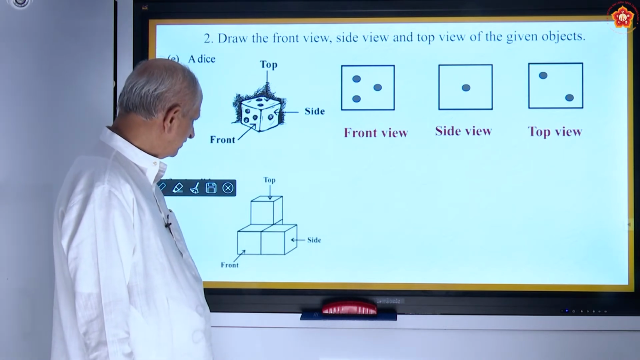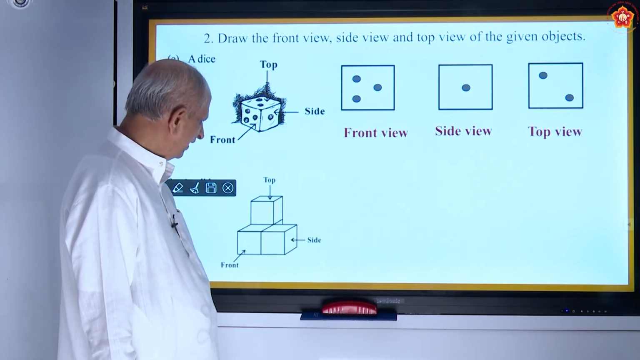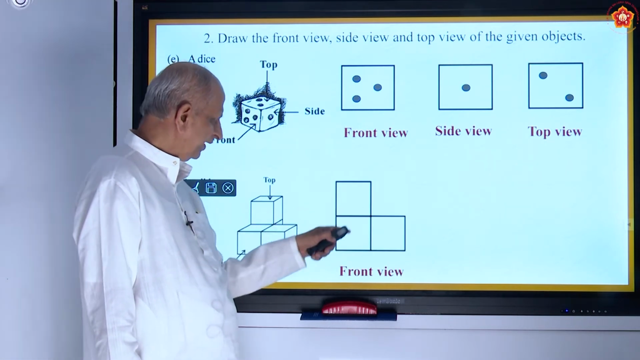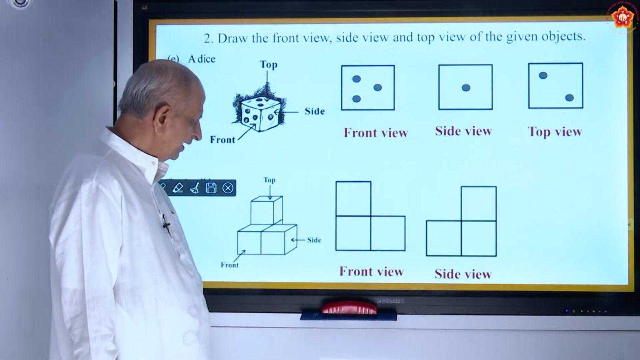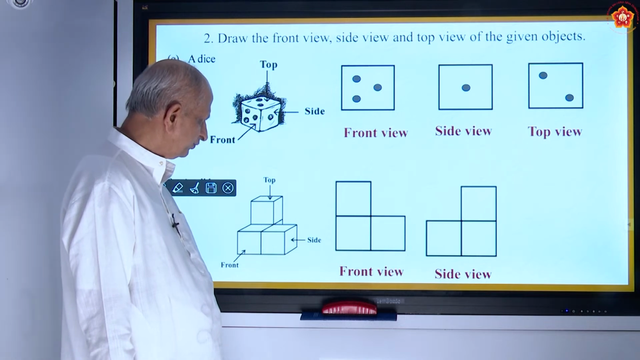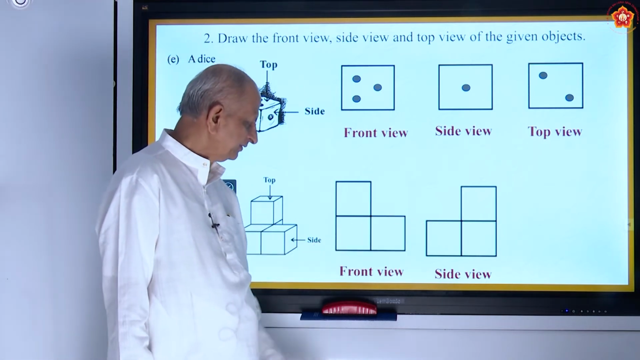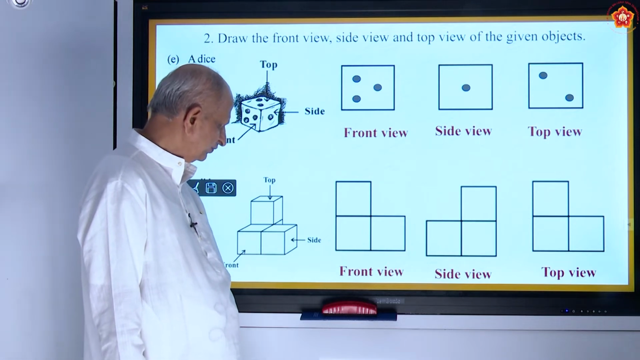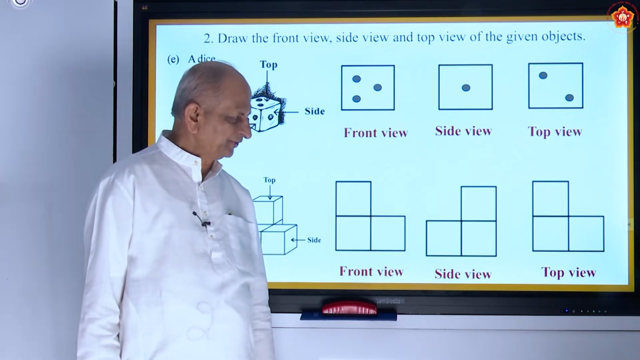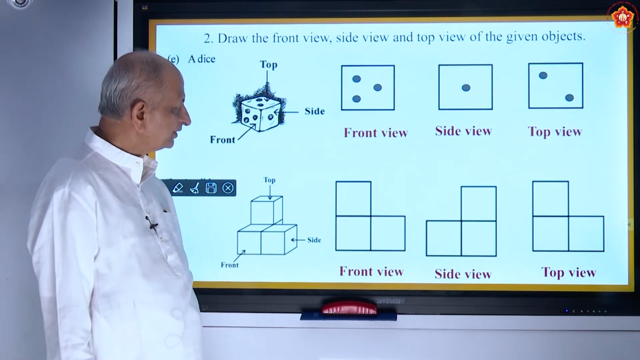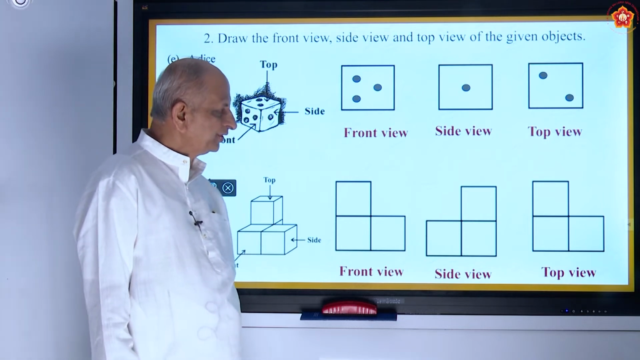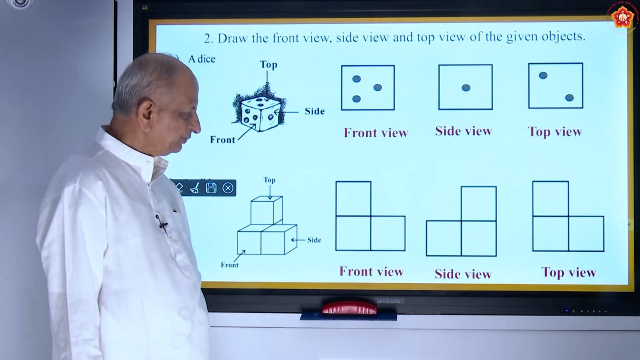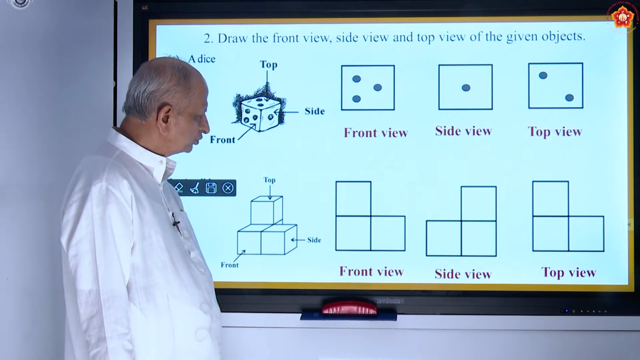Now again coming to the block here, the front view will be 3 squares in this way, and the side view will be 3 squares, just the reverse of it, and lastly the top view will be again 3 squares. So this also you can try. Okay, this is in the case of given objects, correct? So with this we will pass on to today's topic.